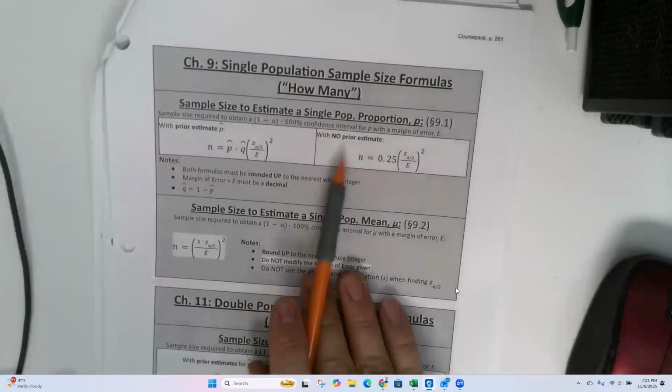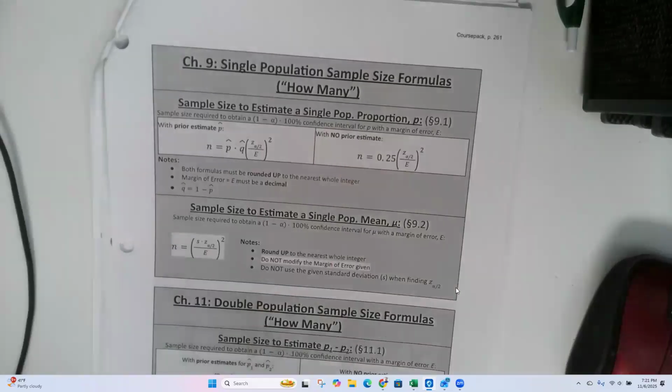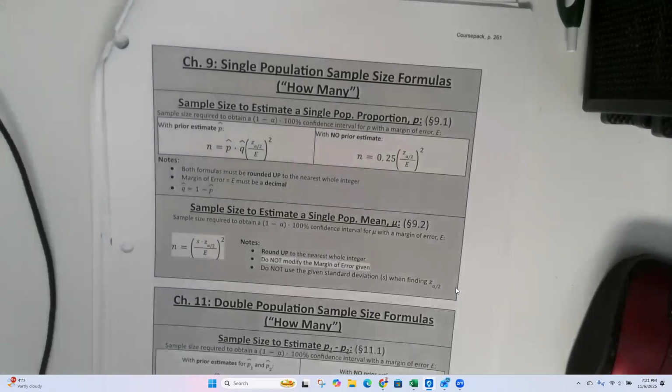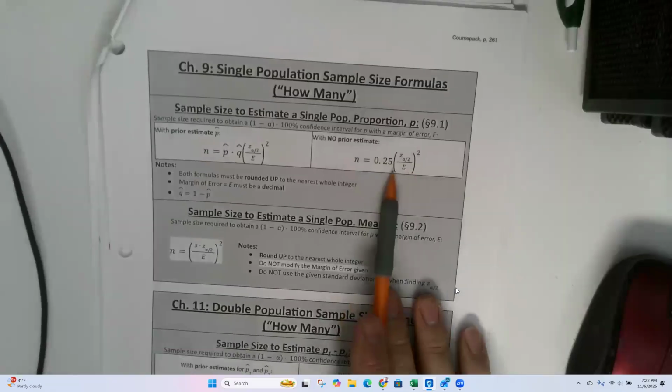An example of this is, let's say we were trying to figure out how big of a sample size we needed to measure something, like what percent of the people in the US have an STD. I have no clue. Is it 1%? Is it 10%? I don't know. So in that case, I would have no prior estimate and I'd use this formula.